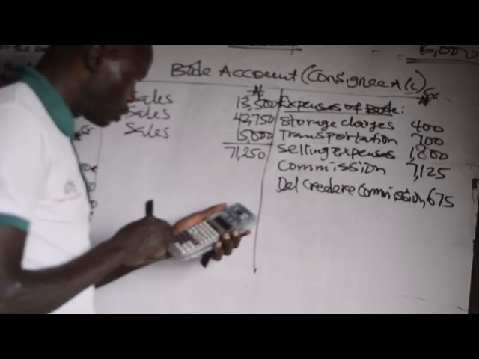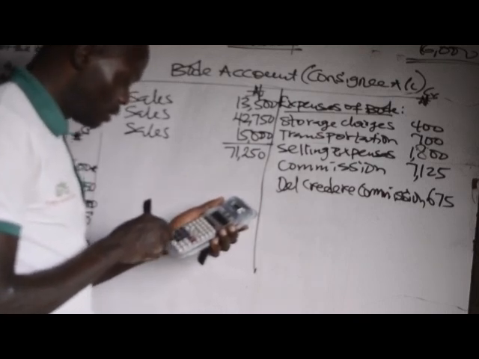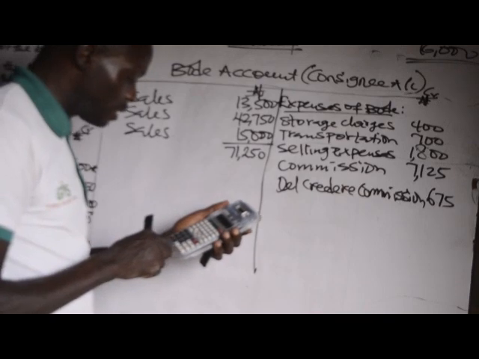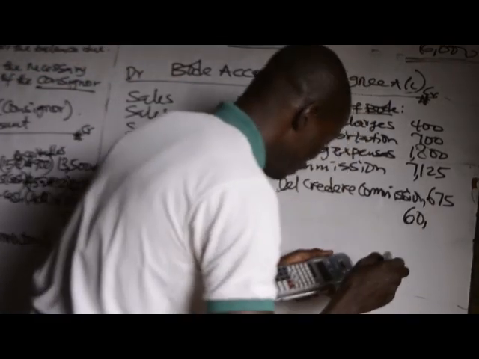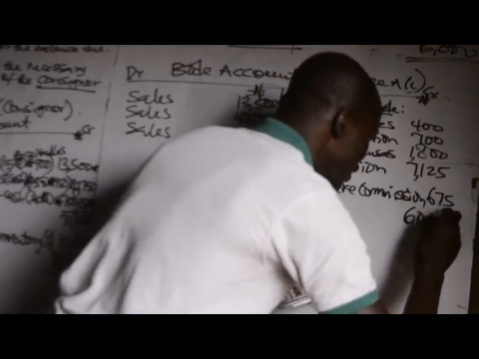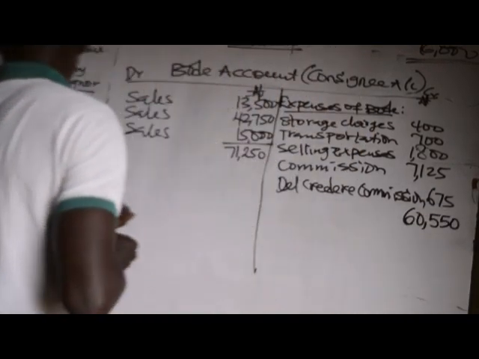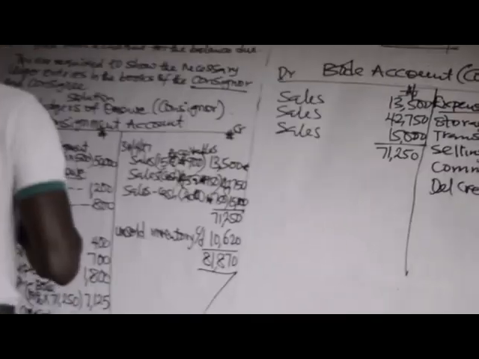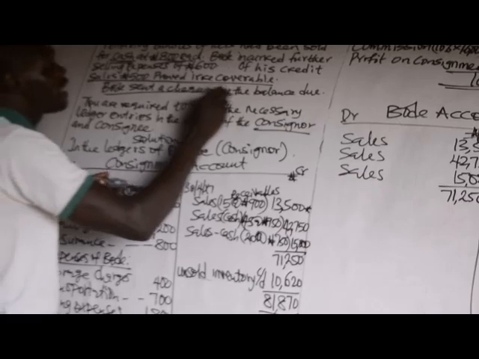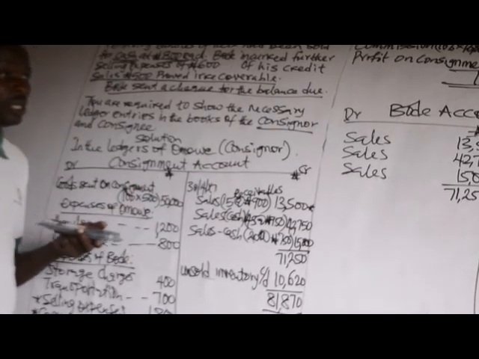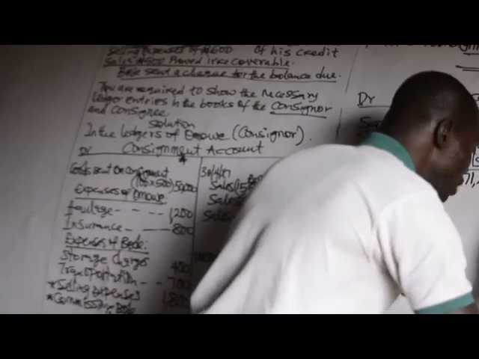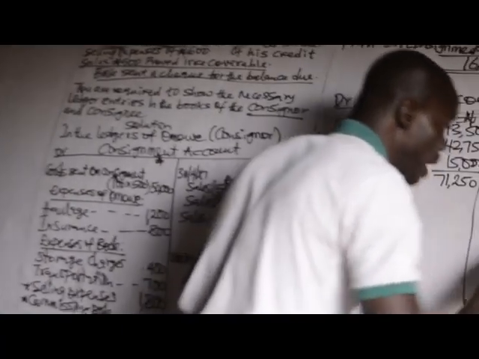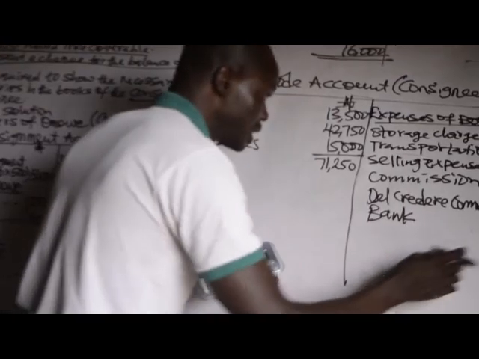What is the difference between the two amounts? 71,250, when you subtract that from it, you'll be left with 60,550. Now, back to the question. You were told that Bode sent a check for the balance due. So that means the balance will be remitted through bank. So we have bank, which is 60,550.